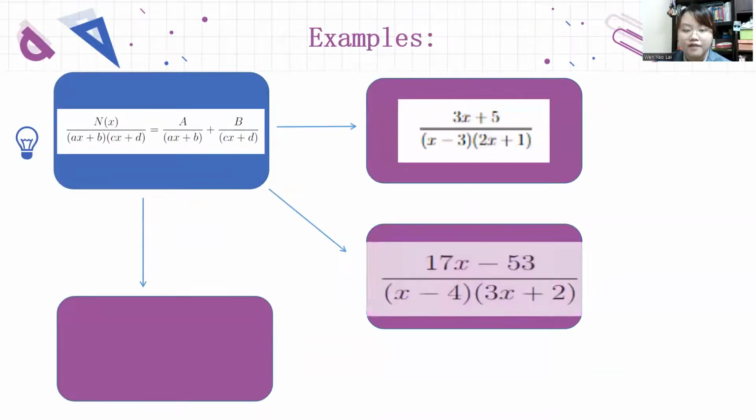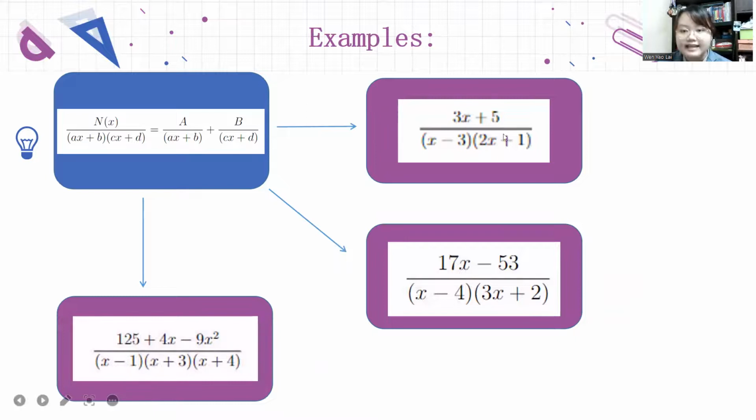This is the first common form of partial fractions. Here, as you can see, is the example that we discussed earlier. This is categorized into the first common form of partial fractions.